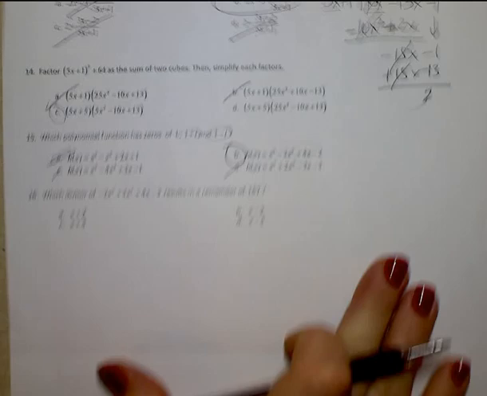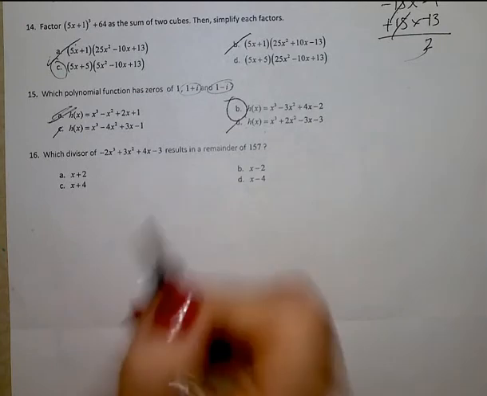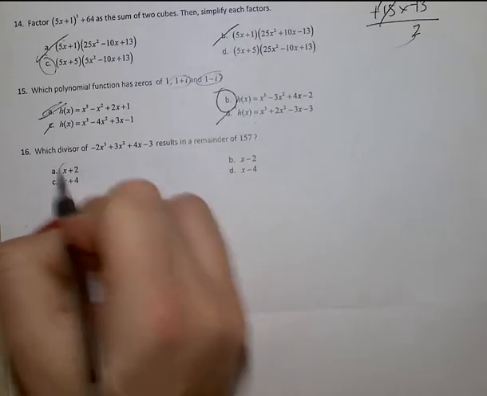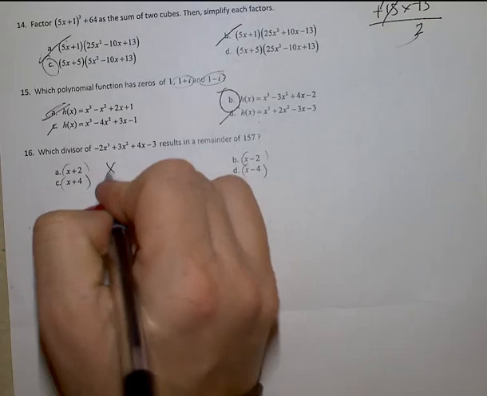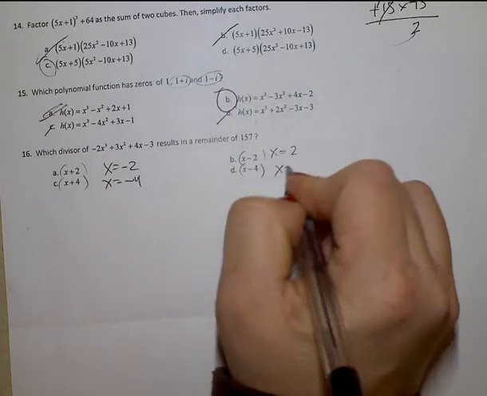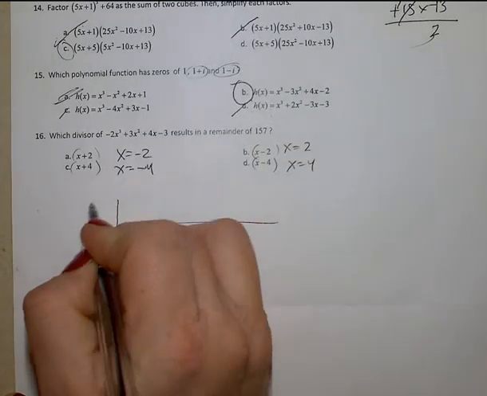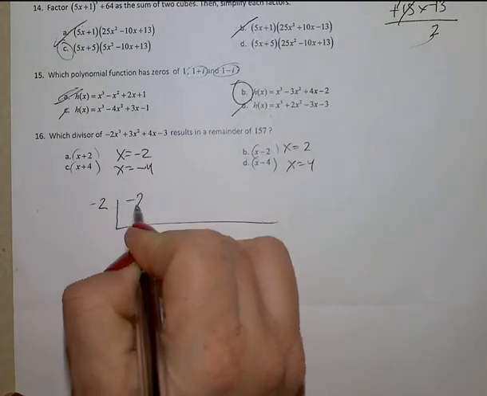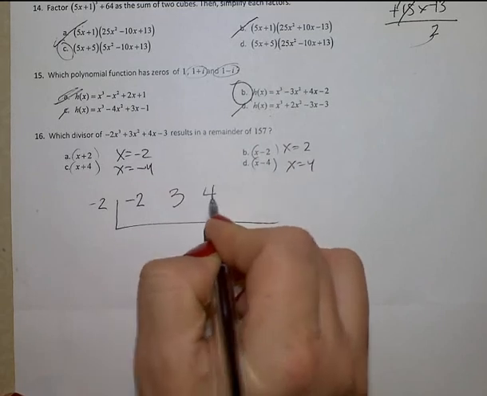Go down to number 16. Okay, we're going to use synthetic division here. To use synthetic division, here are the factors I have. I should have had parentheses around these. That means x equals -2, x equals -4, x equals +2, and x equals +4. Let's start with A. So I'm going to put a -2 up front. Then it's -2x to the third, 3x squared, 4x to the first, and the constant.